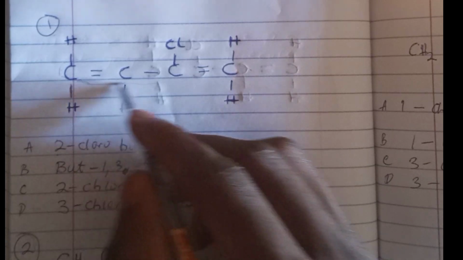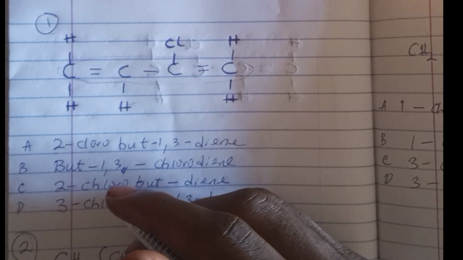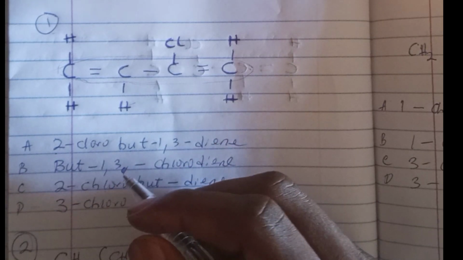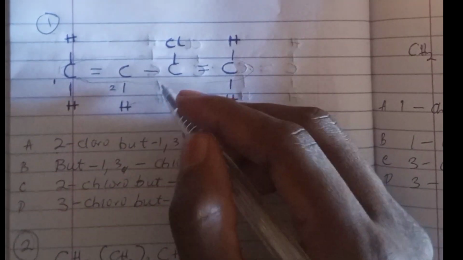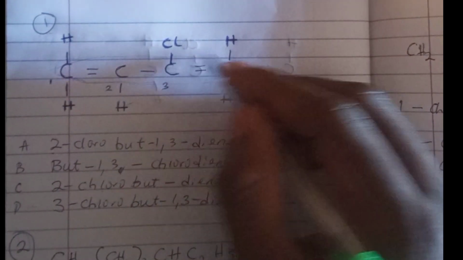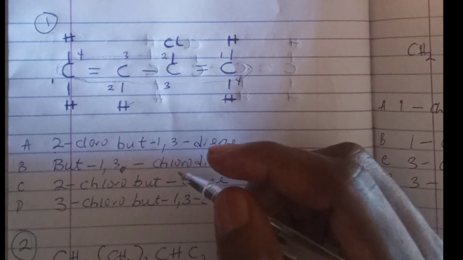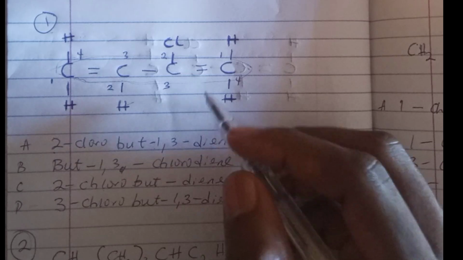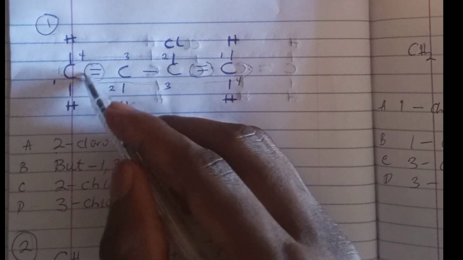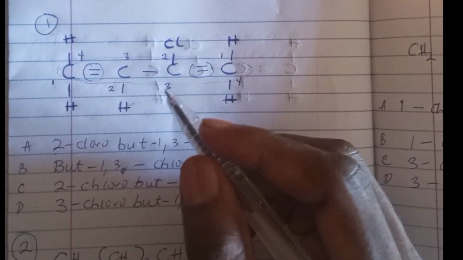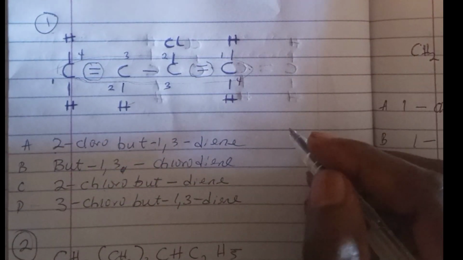After identifying this, we're going to number it to get the smallest number for the principal substituent. Let's number it both ways: one, two, three, four, and from the other side, one, two, three, four. First, what are the substituents? If you look, you find that we have double bonds here, so this is not going to be an alkyne, it's going to be an alkene. The alkene is going to be the principal substituent.